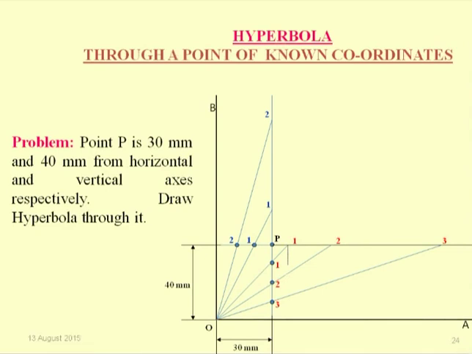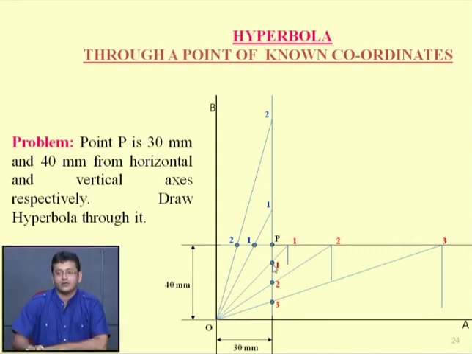Now from horizontal point 1 draw a vertical line. Similarly, from point 2 draw a vertical line parallel to OB. Similarly, from point 3 a vertical line parallel to OB. And from this point 1 draw a horizontal line. Similarly, from vertical point 2 draw a horizontal line. Likewise, from 3 a horizontal line. Locate these intersecting points.